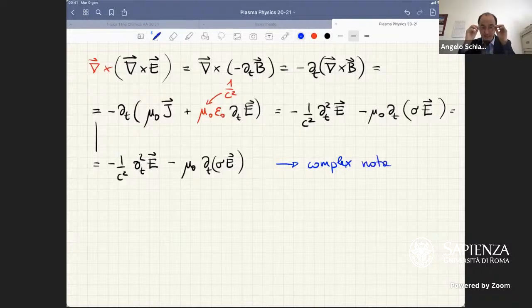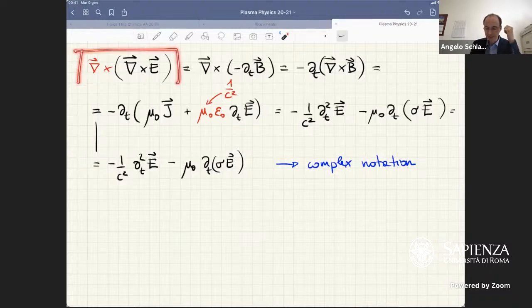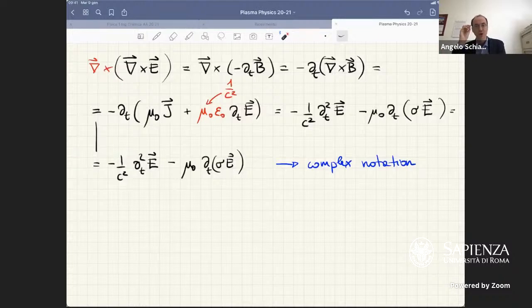Let's remember, what does this mean? We have an equation here, which is expressed for the actual dynamical variables, which are the local electric field, the local magnetic field in the plasma, and the current density. Now, using our set of equations, we end up with an equation that involves only the electric field. You can see it here on the left-hand side and on the right-hand side of our equation. At this stage, we want to move on to the complex notation.